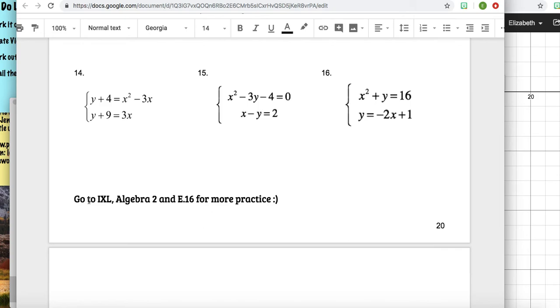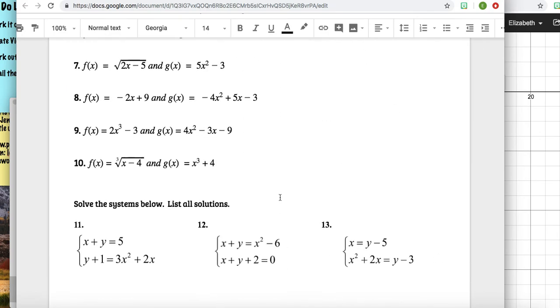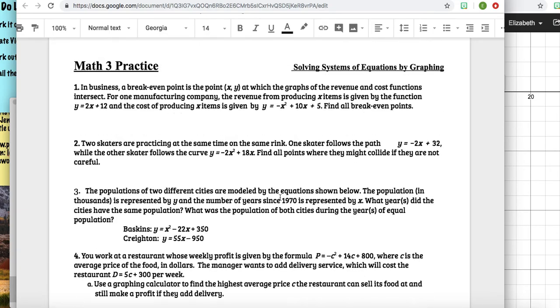And then if you have some more time in class, go to IXL and practice Algebra 2, E.16 for some more practice on systems. It's a really good thing to be able to do well and to use Desmos to help you.